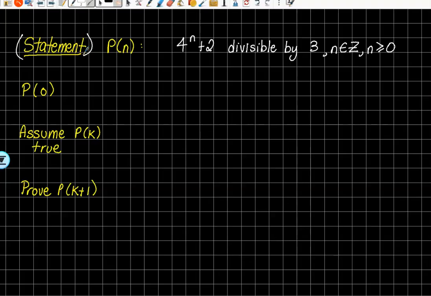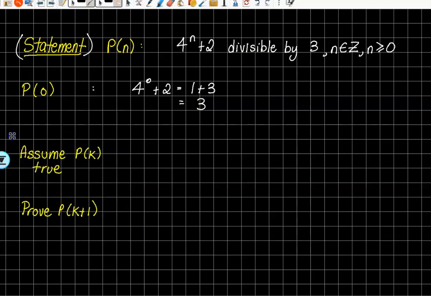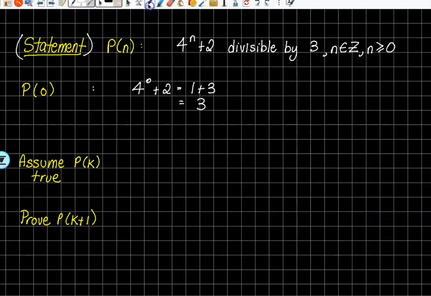That's beautiful. We are proving P naught. So like we just did before, we're going to say 4 to the 0 plus 2 equals 1 plus 2 equals 3. And I've already not left enough space. So we just write, and we must then write, therefore, P naught is true. And I'll just stop for a minute.